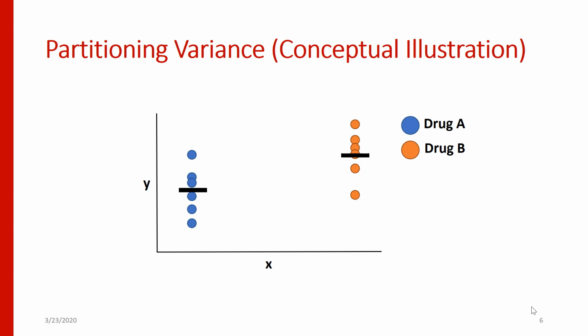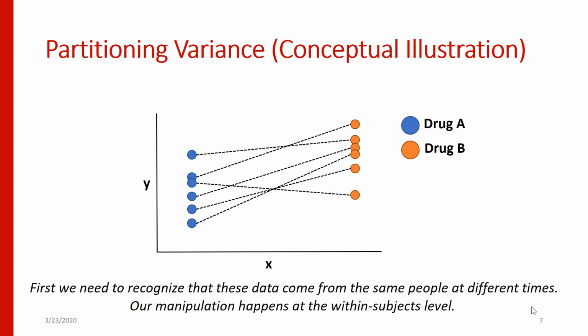Now let's think about this as a within-subjects research question rather than a between-subjects one. Rather than having one group get drug A and another group get drug B, the same people got both drugs, just at different times. If we recognize that these data come from the same people at different times, our manipulation is actually happening at the within-subjects level. These data are paired, so we can draw a line to represent that these two data points come from the same person, and these two, and so on.